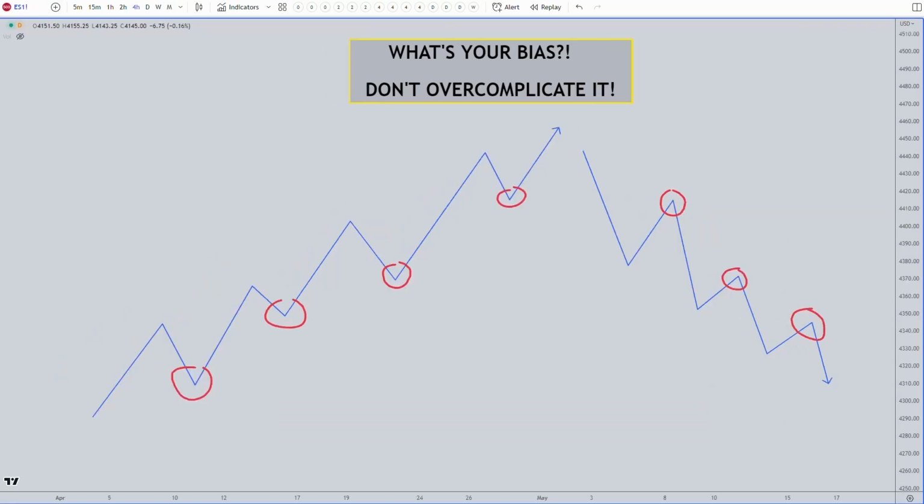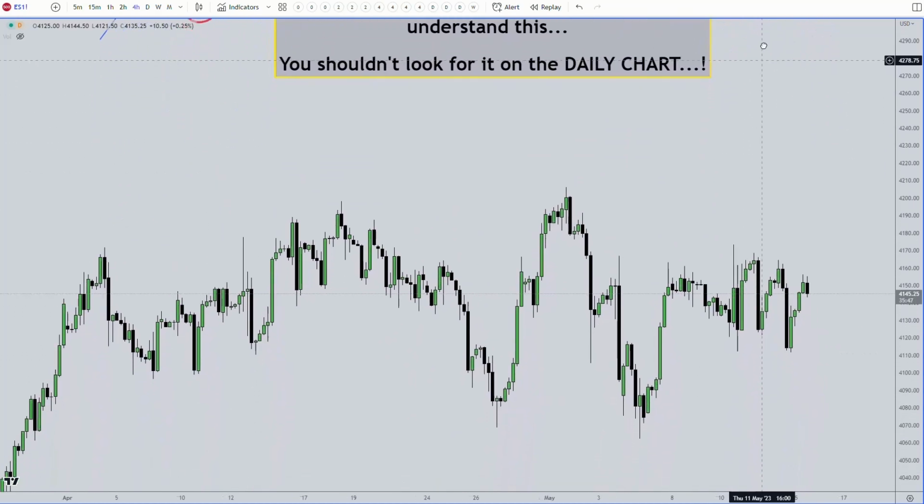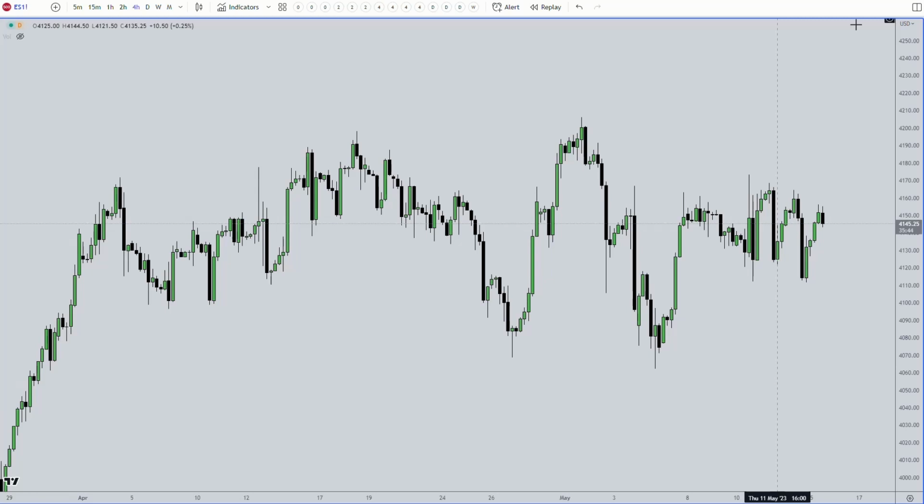Finally, I believe that people are looking for their bias on the wrong charts, because they are looking for it on the daily chart. However, if you are looking for a bias of the day, understand this, you shouldn't be looking for it on the daily chart. You need to zoom in a little bit to catch the shifts and changes in market structure and bias, but at the same time not be whipsawed constantly by the ups and downs of the market. In other words, look for your bias of the day on the 4-hour chart and then try and execute, for example, on the 15 minutes.